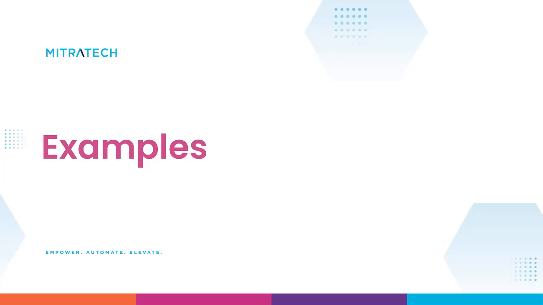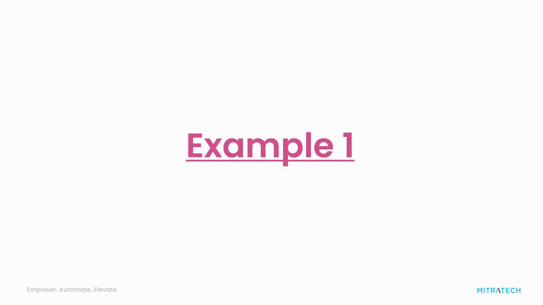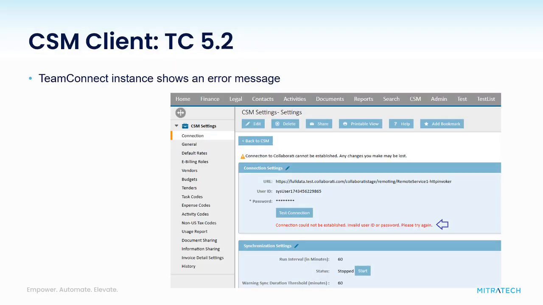All right, now we'll have a few examples. Example 1. This Team Connect instance shows an error message. Connection could not be established. Invalid user ID or password. Please try again.